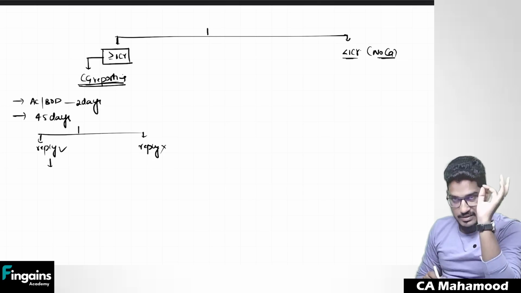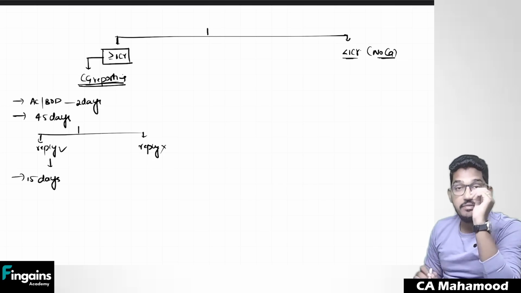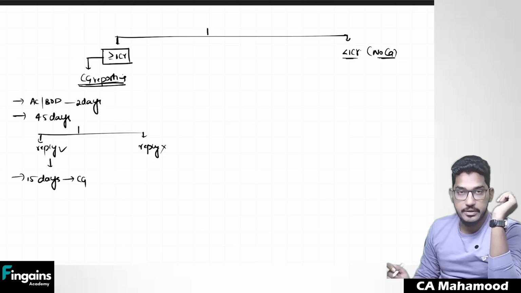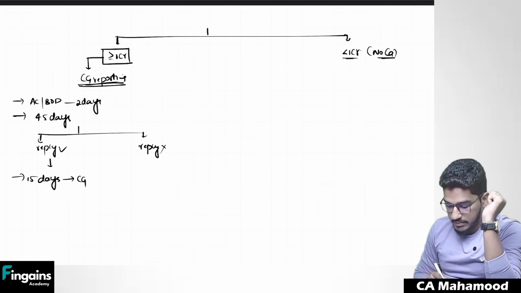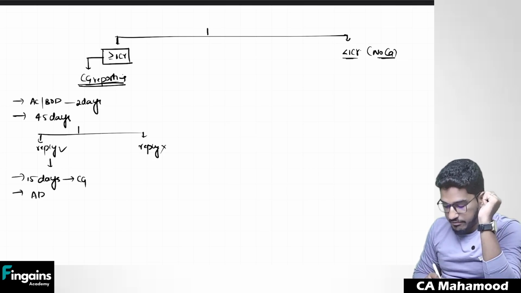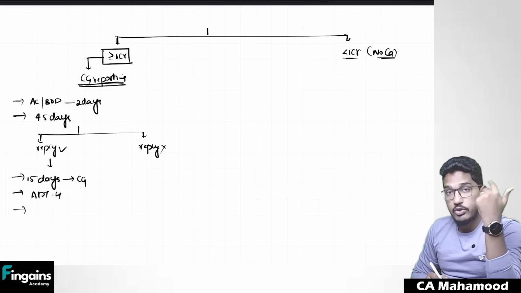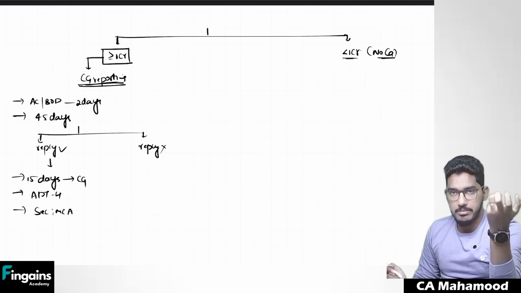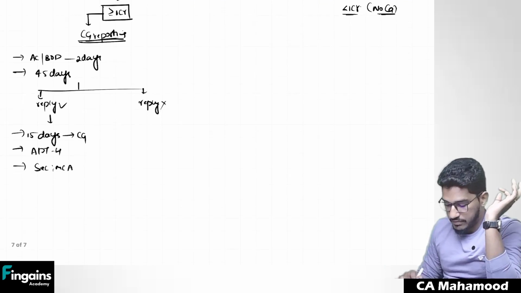In case the reply is received, within how many days? Within 15 days of receiving the reply, you have to report the matter to the central government. If you have received a reply within 45 days, you have to report the matter to the central government in form number ADT4. Sir, how will I report to the central government? In form number ADT4. In the central government, to whom will I report? To the Secretary, Ministry of Corporate Affairs. As the central government, you will not report to the Prime Minister of the country. So you have to address your form ADT4 to the Secretary, Ministry of Corporate Affairs.